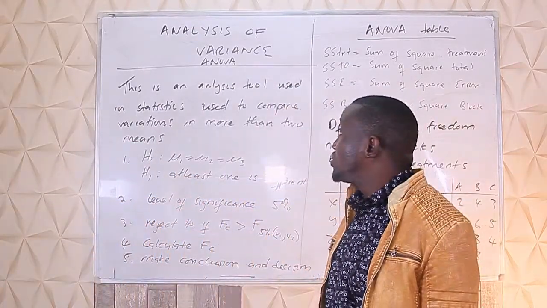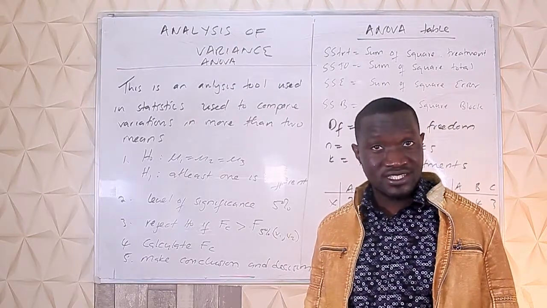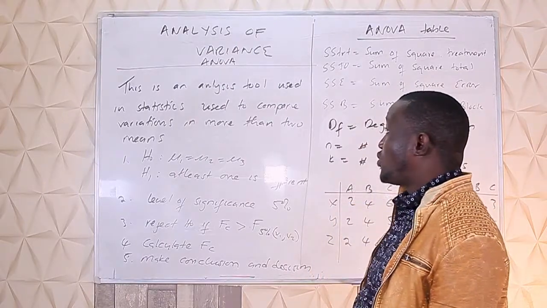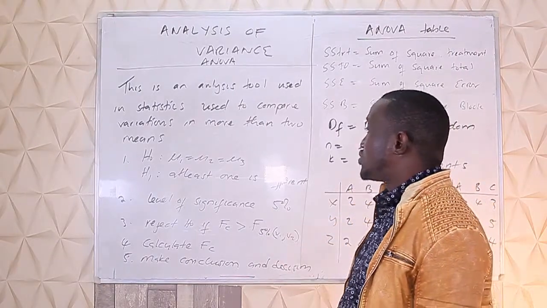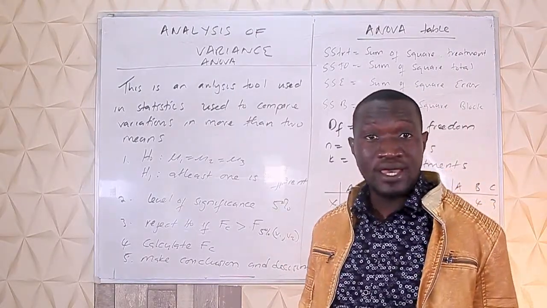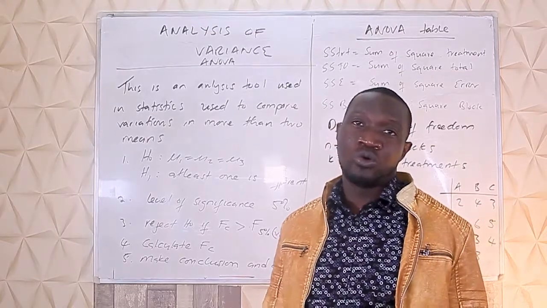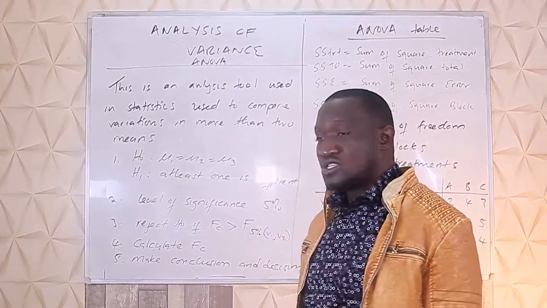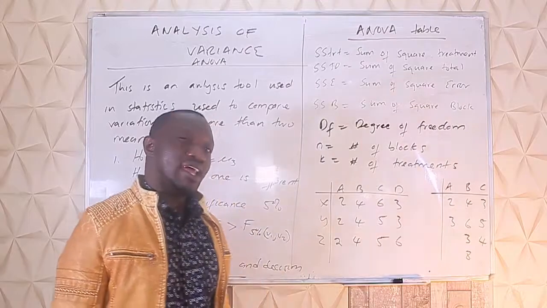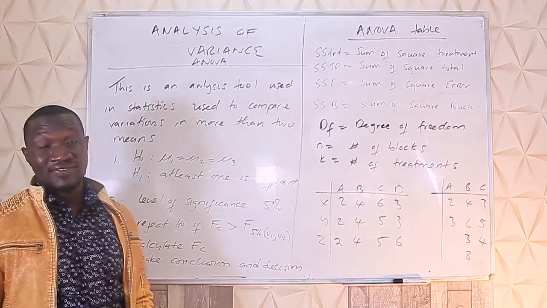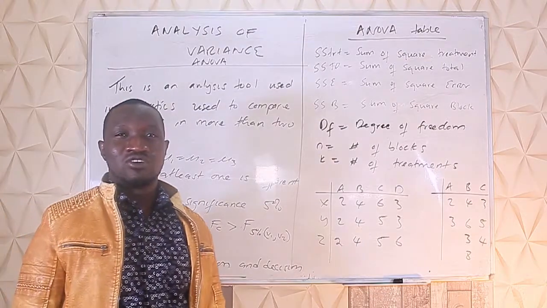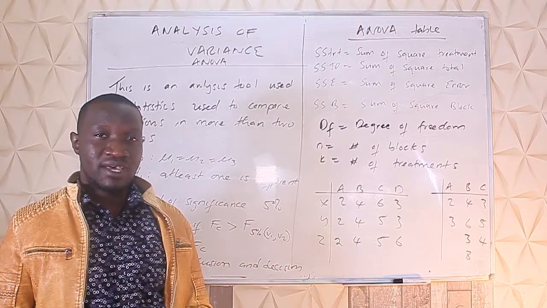In this session we're going to look at analysis of variance, with the acronym ANOVA. Analysis of variance is simply a statistical tool which is used to compare two or more means. So we're going to look at ANOVA 1 and ANOVA 2. Now this is one of the topics that most students find a challenge. I'll try as much as possible to simplify it.